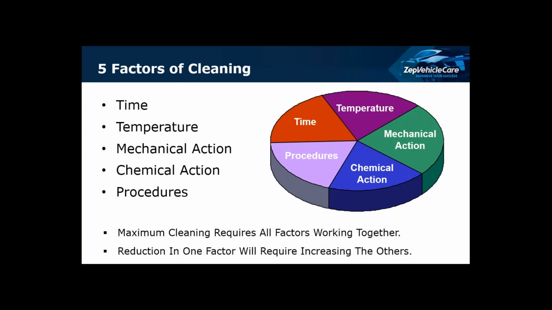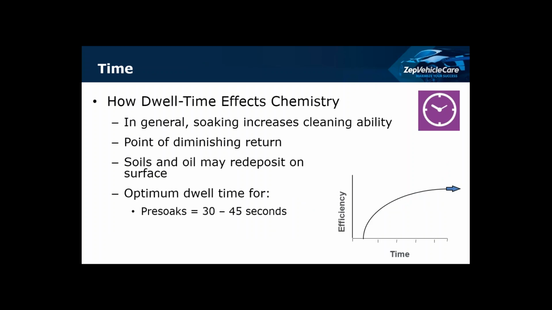We like to say maximum cleaning requires all of these factors to work together. And since it's a pie chart, 100%, reduction of one will require an increase in one or several of the others to make up that difference. You'll see that when we start talking about the water temperature and the chemistry strength and things of that nature. So just a quick review of these 5 factors.